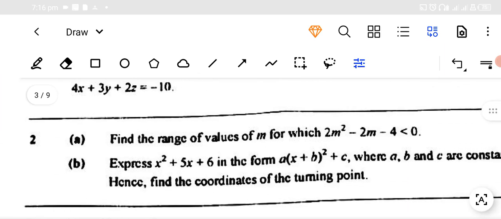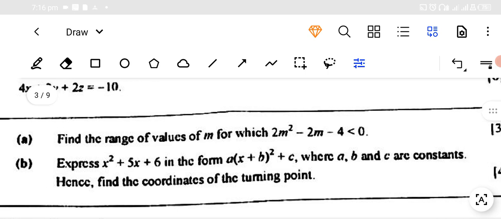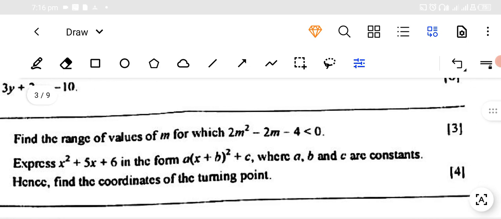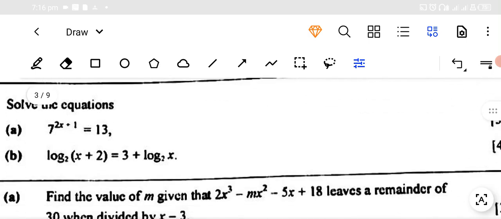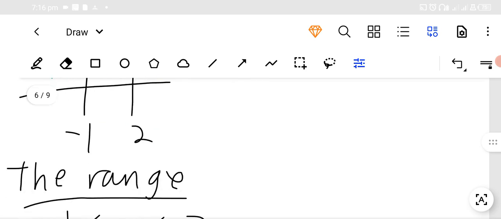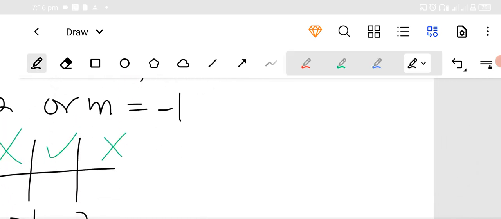Then question B: express x squared plus 5x plus 6 in that form where a, b, and c are constants. Hence find the coordinates of the turning point. So it's a two-part question, expressing and finding the coordinates of the turning point. So x squared plus 5x plus 6. Okay, so we'll start answering our B from here.